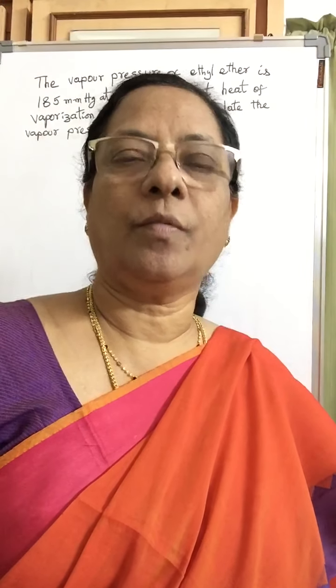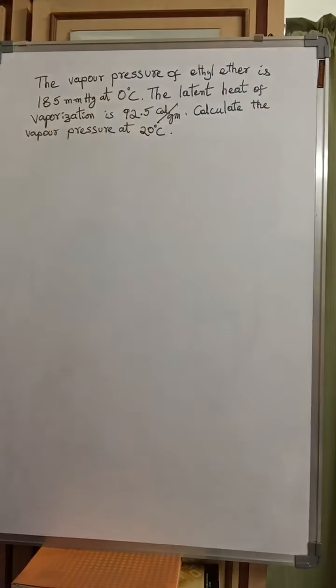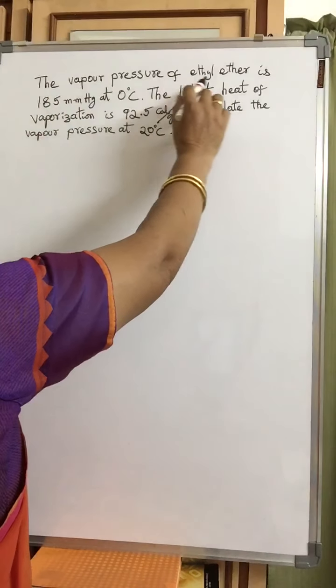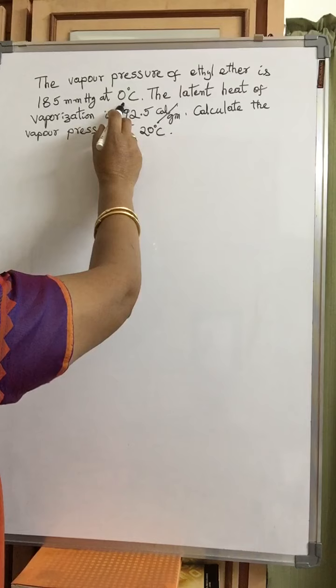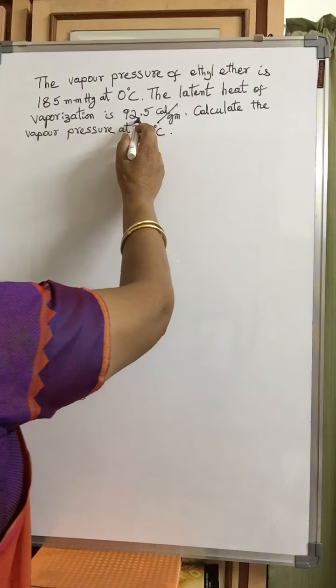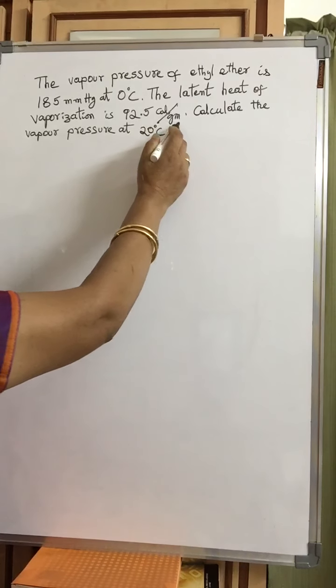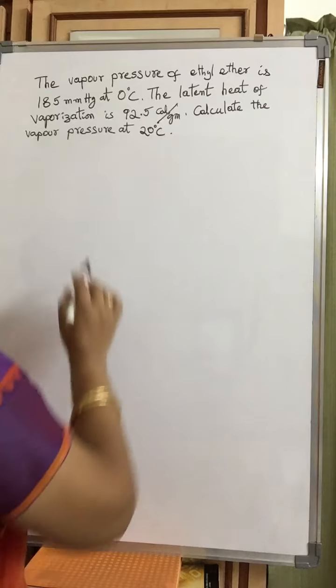Dear students, good morning. Today we will learn how to calculate vapor pressure at one temperature if vapor pressure at another temperature is given using the Clausius Clapeyron equation. The vapor pressure of ethyl ether is 185 mmHg at 0 degrees centigrade. The latent heat of vaporization is 92.5 calories per gram. Calculate the vapor pressure at 20 degrees centigrade.